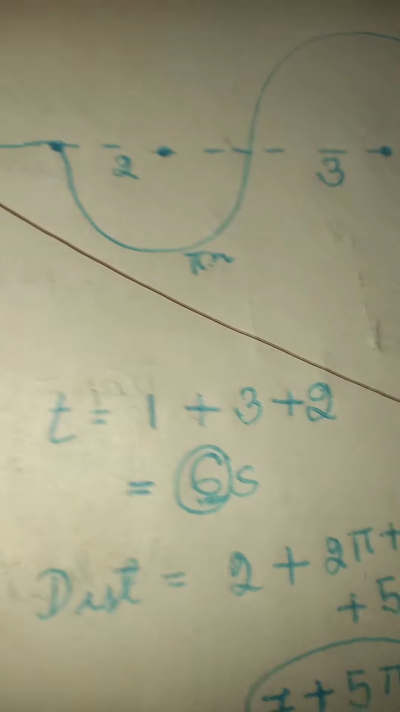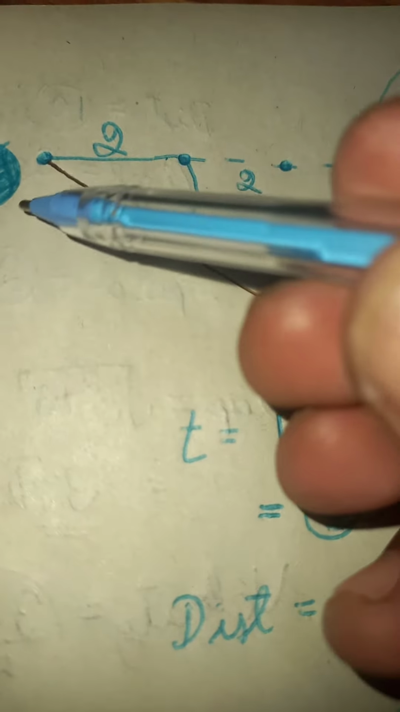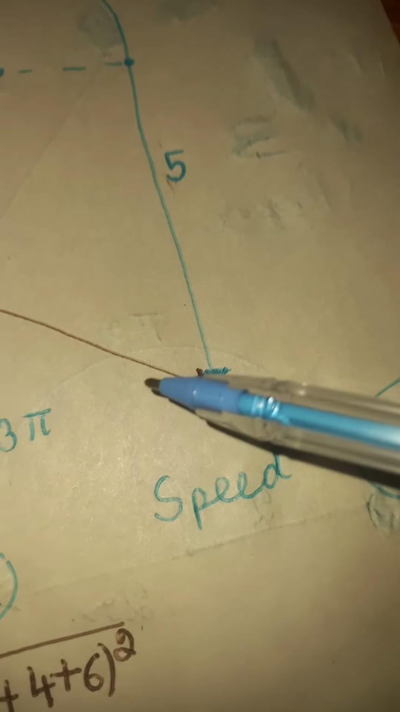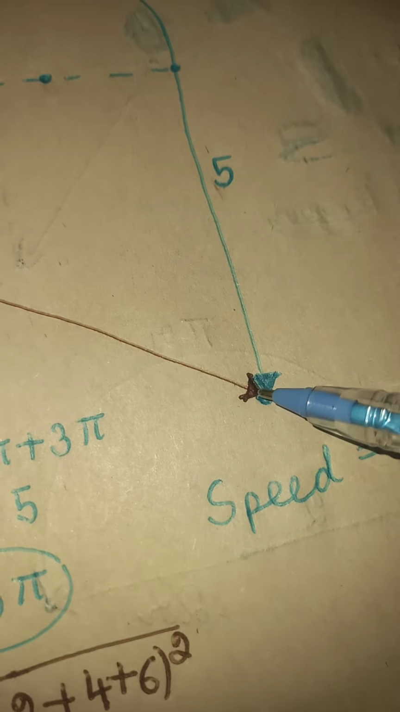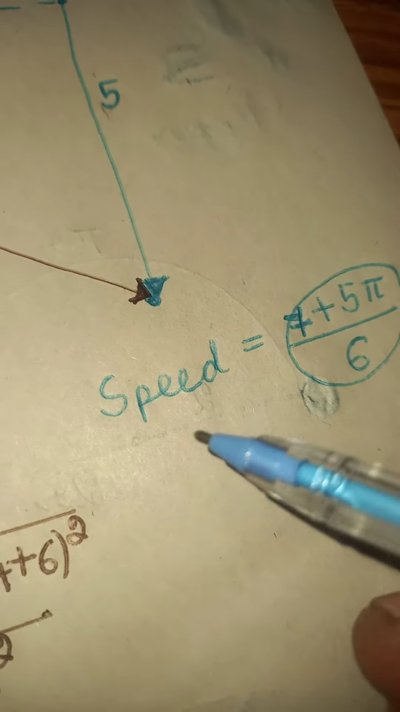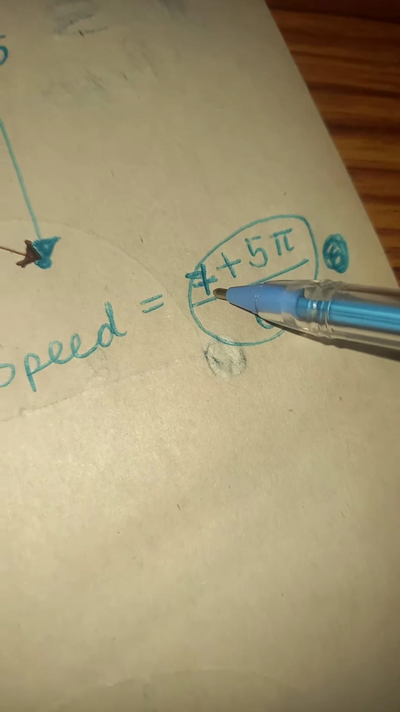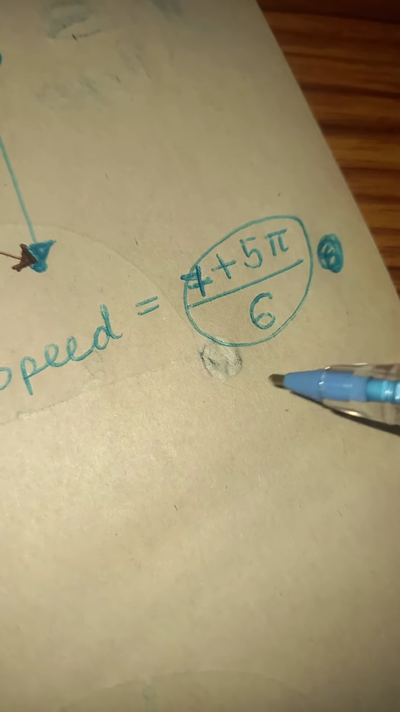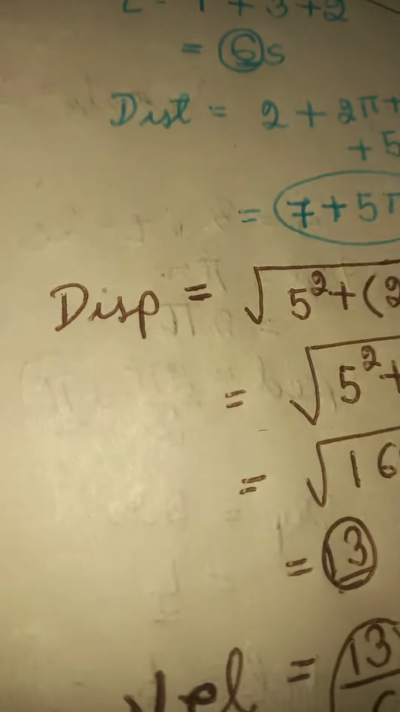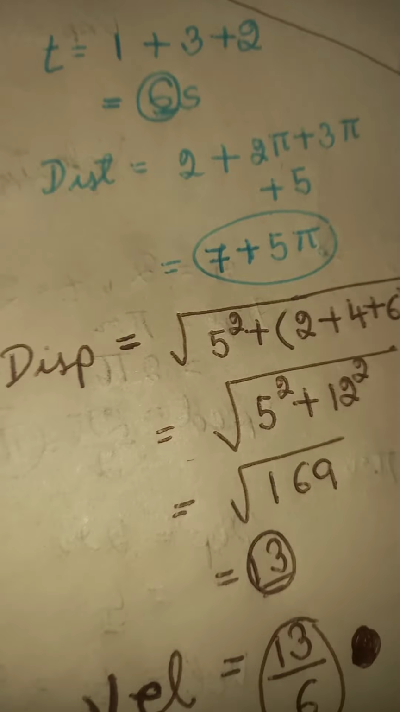Here the displacement is from this initial point to the final point. Here the speed is total units traveled, 7 plus 5 pi, by 6 units per second, and the velocity is the shortest distance between these two. Well, the shortest distance is the displacement.